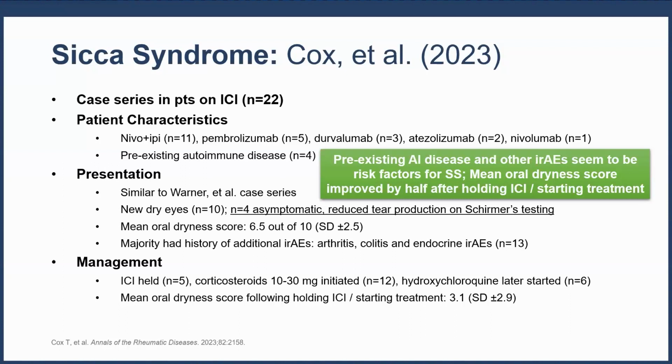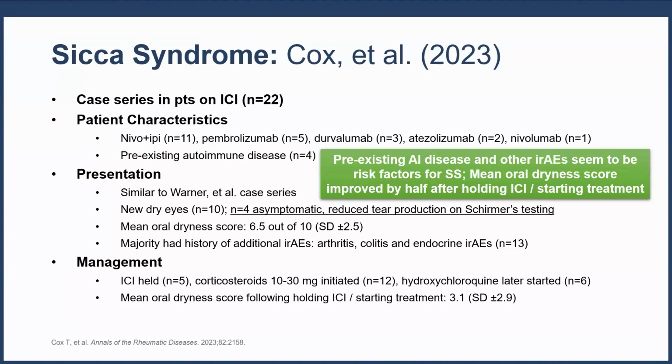One new thing as well from this study was that they noted a mean oral dryness score of 6.5 out of 10 that improved to 3.1 with either holding ICI or starting treatment. And so they did prove that there is a significant benefit from either withholding ICI therapy or treating the Sicca syndrome. Even though it's not full, it is partial improvement, and that's something worth noting.